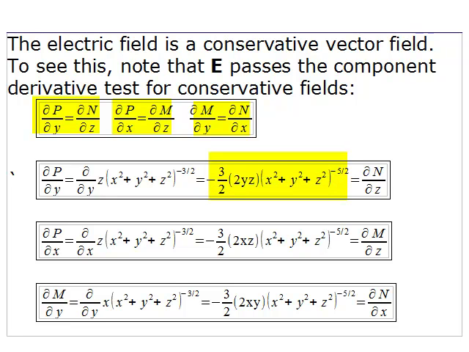You get a chance to do this in homework, and you will see that the derivative of P with respect to y does indeed equal the derivative of N with respect to z. The derivative of P with respect to x equals the derivative of M with respect to z, and the partial of M with respect to y equals the partial of N with respect to x. There's your component test. It passes all three. Now for your homework, I'd like you to work this out for yourself and make sure that it's correct.